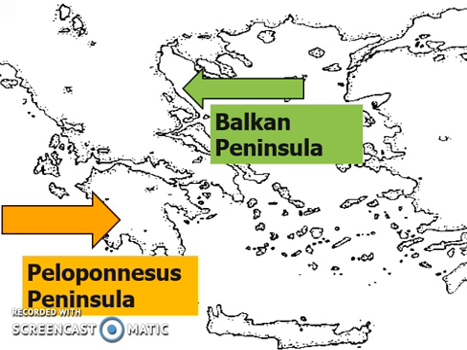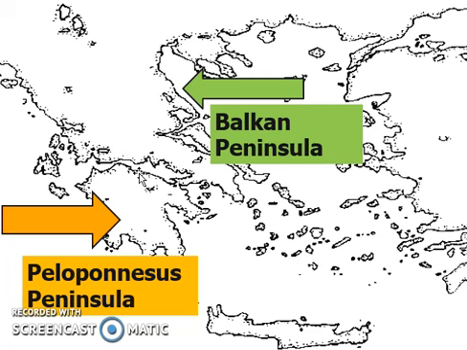Here, I am showing you where the two peninsulas are located. So this whole area here is all Greece. Both of these peninsulas make up Greece. So this is the Peloponnesus Peninsula. Easy way to remember that.